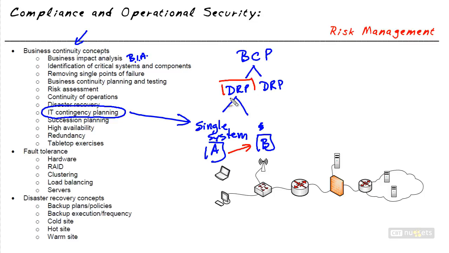So part of the disaster recovery plan says, okay, we need to make sure we have both of these systems in place. And then on an individual system level, we have IT contingency planning. For example, within this system right here, which I'll put in green, how do we improve the fault tolerance of that system? Well, we might use RAID or clustering, or if there's a failure of the hardware for system A, how do we deal with that? How do we repair that?